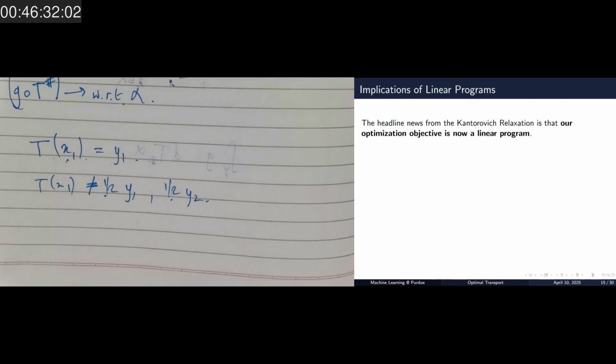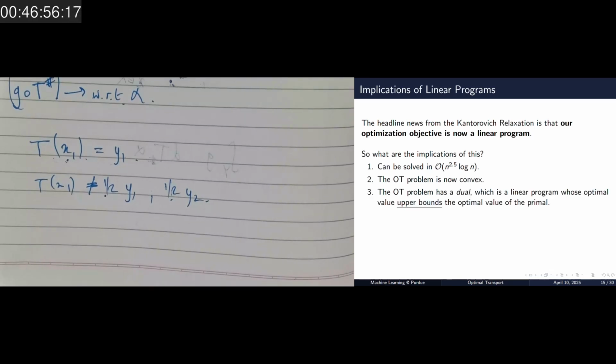Okay, the headline news from the Kantorovich relaxation is that our optimization objective is now a linear program, and the implication of this is that it can be solved in n raised to 2.5 log n. So it is much more efficient than what we originally had, which was factorial. The problem is now convex. This follows from the fact that it is a linear program, and the optimal transport problem now has a dual, which is basically another linear program whose optimal value upper bounds the optimal value of the primal.